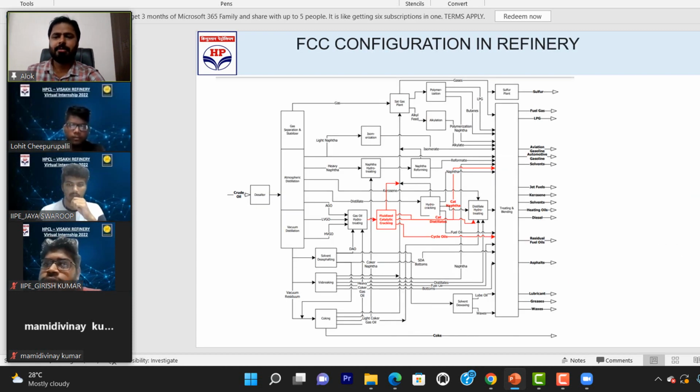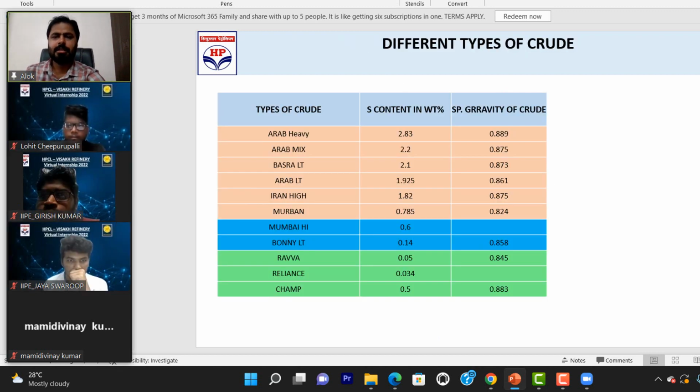Okay, anyway, I told you now, this is the normal FCC configuration, what I have just explained. Then there are different types of crude. Any unit is there now. What we are going to process, we must understand the type of crude we are going to process, and what type of crude our unit can handle. That can be heavy crude, then medium type of crude, there can be light crude.